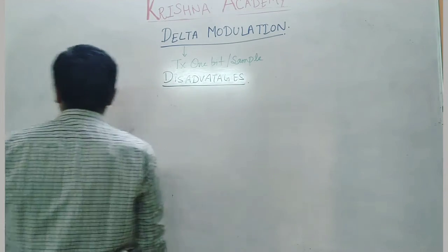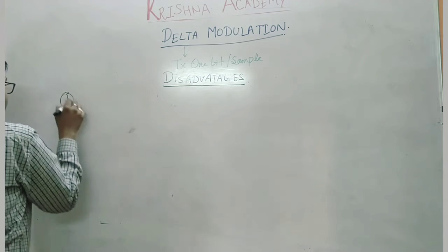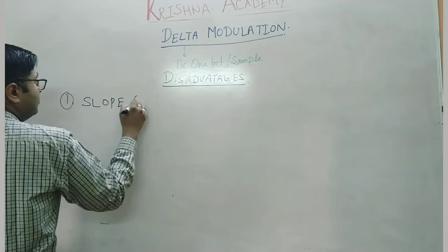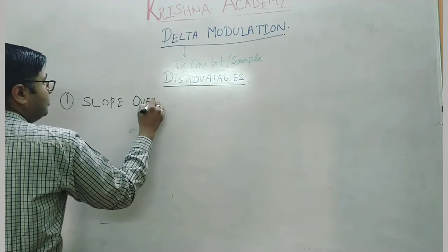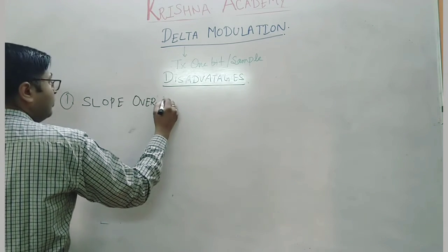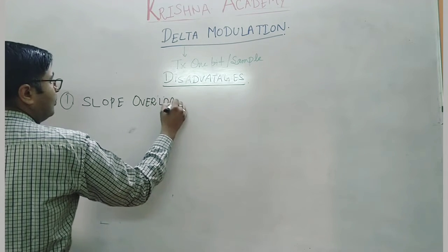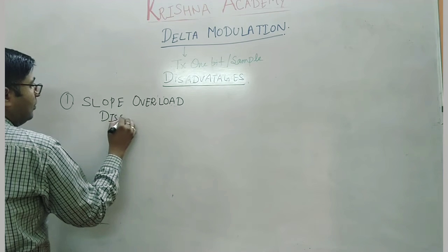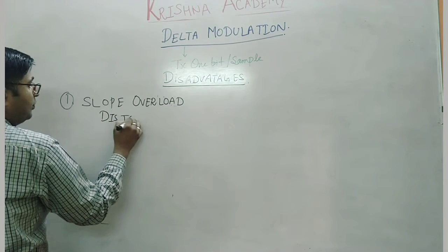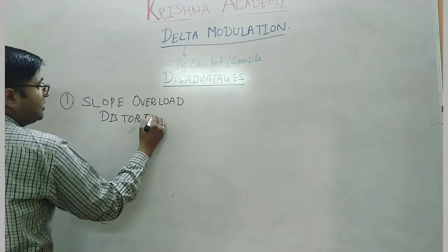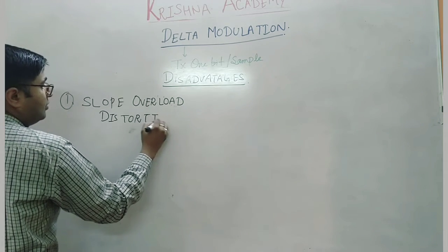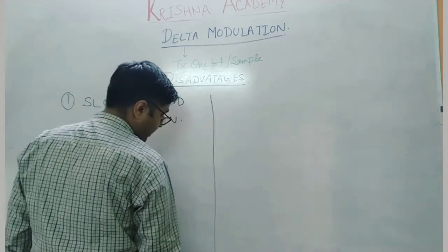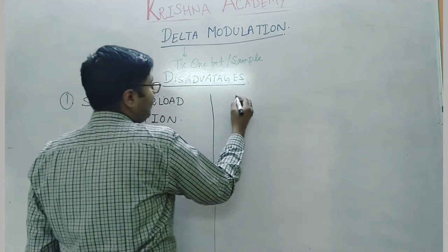The first one is called slope overload distortion, and the second one is granular noise. Both the disadvantages can be rectified by using different techniques.